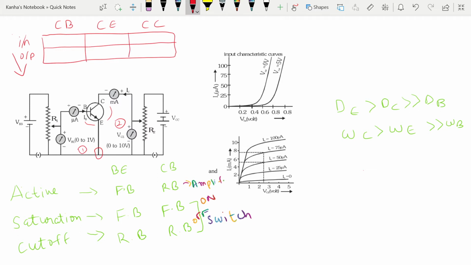If you look down, you can see that for the common emitter case, my input current is IB and my output current is IC. If you go back, when I drew the common base condition, you saw that input current is IE and the output is IC. Similarly, for the common collector case, my input is IB while my output is IE. This you should always remember.